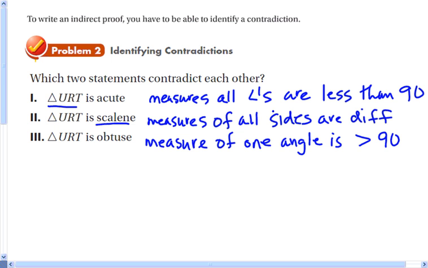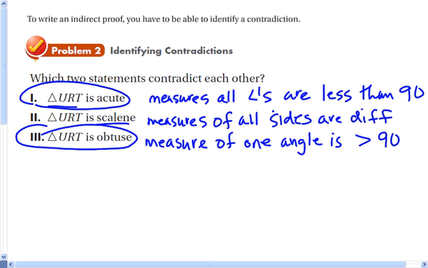Now, if we look closely at these, the two statements that contradict each other are number 1 and number 3, because number 1 says that all angles have to be less than 90, and 3 says that one angle is greater than 90. So there's a contradiction.